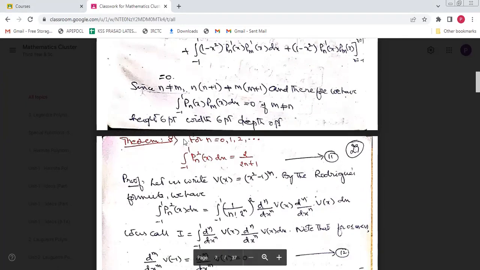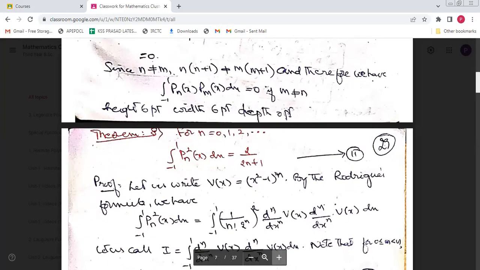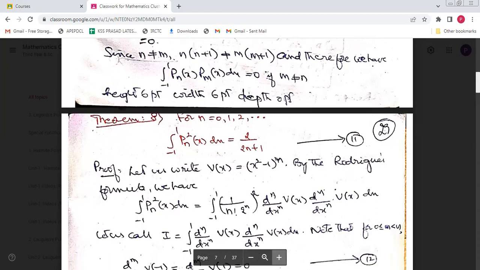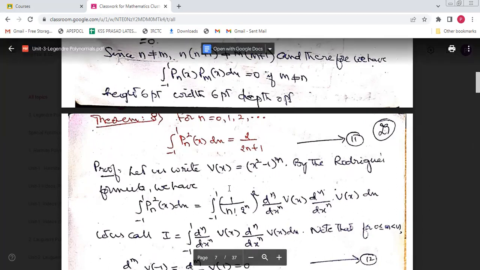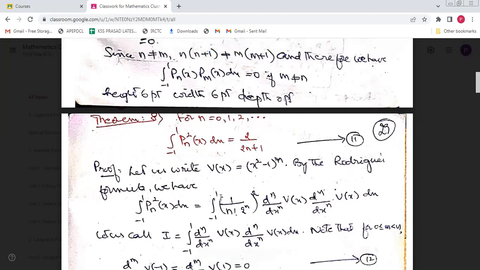Now we will take up theorem number 8. This is for n equal to 0, 1, 2, etc. Prove that integral minus 1 to 1 pn square of x dx equal to 2 by 2n plus 1. So దీన్ని కూడా చేయడానికి ఇంతకు ముందు తీసుకున్నట్టుగా we are going to consider the function x square minus 1 whole power n as v of x. Then integral minus 1 to 1 pn square of x dx equal to integral minus 1 to 1 by, what is the Rodrigues formula for this?